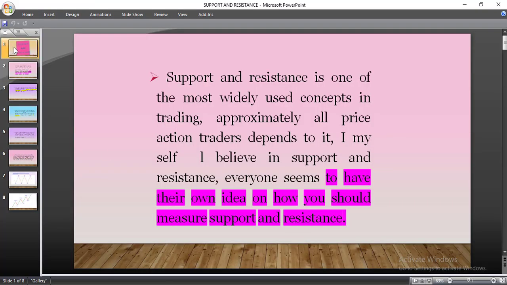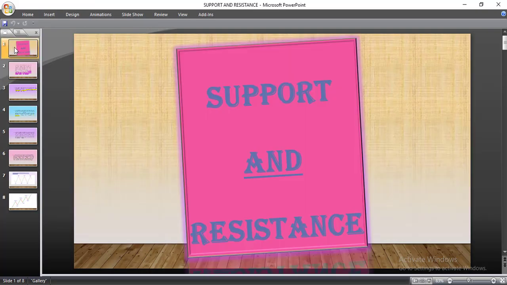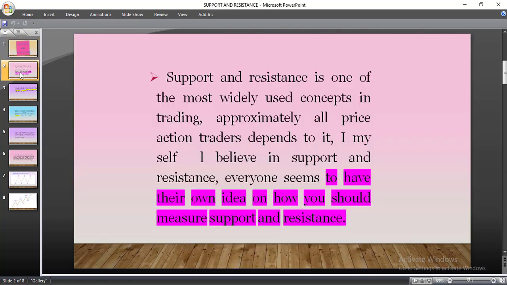Today's topic, we shall be focusing on how to identify support and resistance levels. Remember, support and resistance levels are the major market key levels which are being respected by many price action traders. Support and resistance is one of the most widely used concepts in trading. Approximately all price action traders depend on it. What do I mean here?